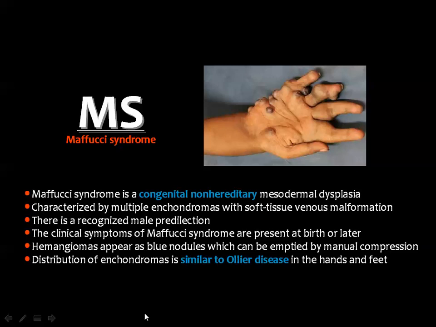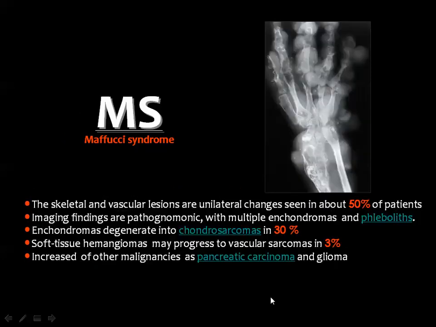Then one of these angiomatous syndromes is the Maffucci syndrome, which is a congenital non-hereditary mesodermal dysplasia and is characterized by, as you know, two main lesions: multiple enchondromas similar to Ollier disease, and soft tissue venous malformations, which are hemangiomas in the soft tissues that are identified by the presence of calcified phleboliths.